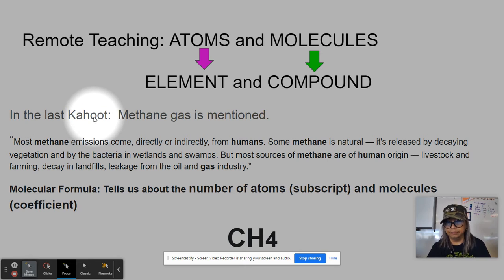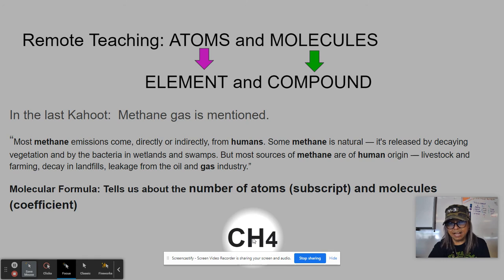Now, in the last Kahoot, methane gas is mentioned. Now, what is methane? So, this is a little bit of info here. It says here most methane emissions come directly or indirectly from us humans or even animals, right? Some methane is natural, it's released by decaying vegetation and by the bacteria in wetlands and swamps. But most sources of methane are of human origin: livestock and farming, decay in landfills, leakage from the oil and the gas industry.